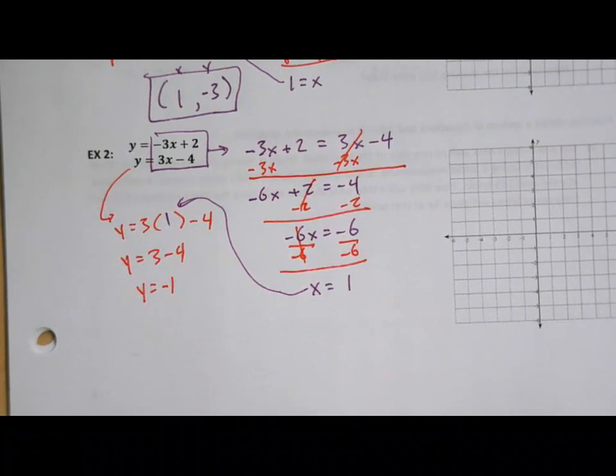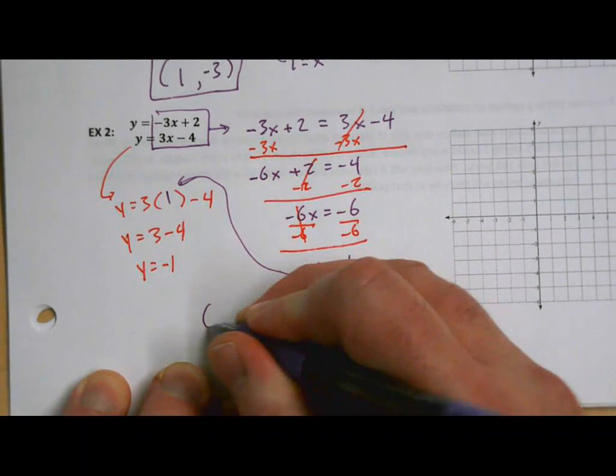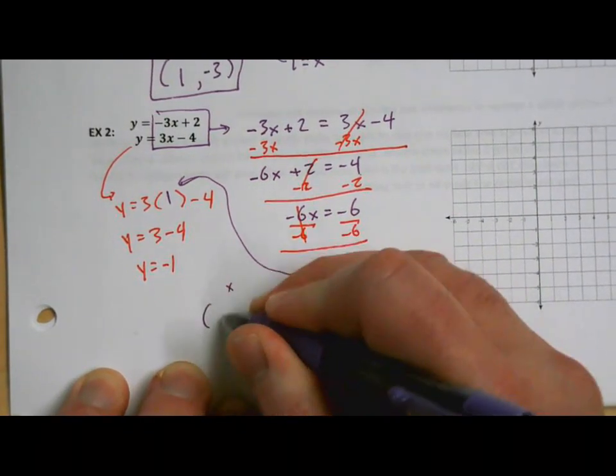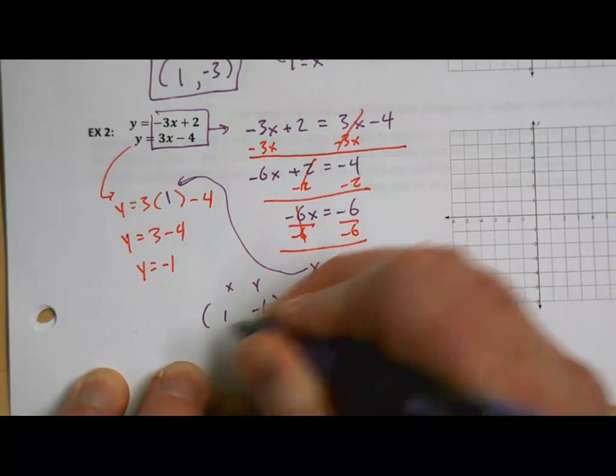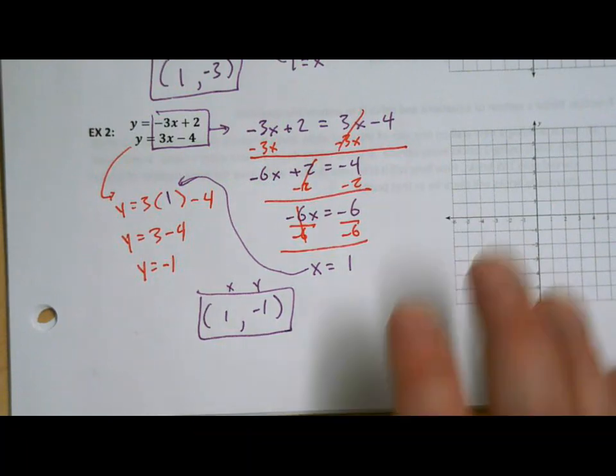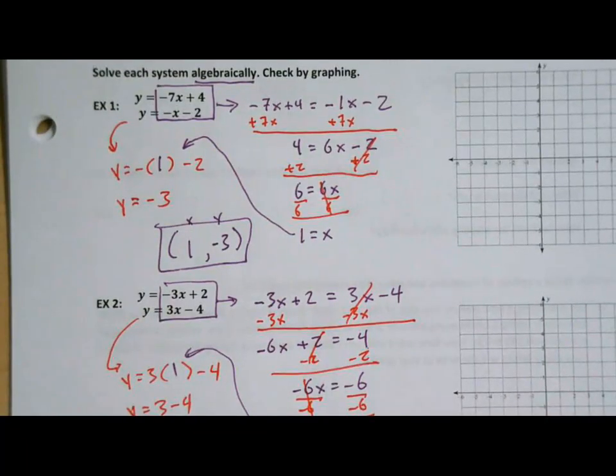All right, and now time to write down my final answer. Let me make sure I get it in the right order. My x was 1 and my y was -1. Is that what y'all came up with? 1 comma -1? All right. Did anybody have time to graph it? Oh, Bradley, did you guys too? And when you graphed it, did you come up with the same 2 answers that we got algebraically?